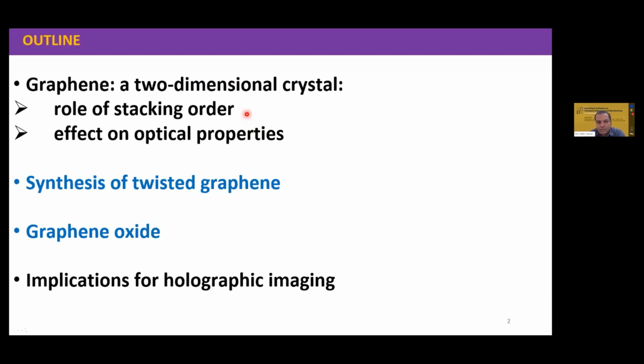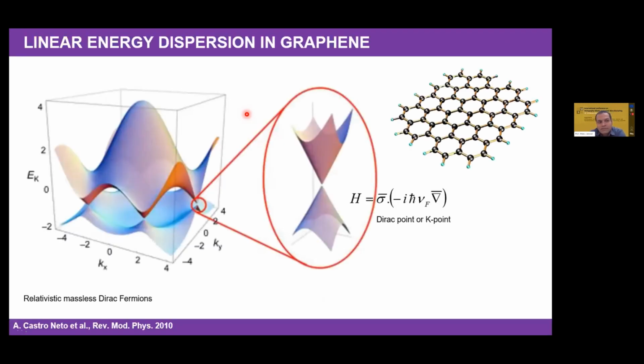Graphene is a 2D crystal, and we'll see in particular what the role of stacking order is on its physical properties and what effects there can be on optical properties. I'll discuss how such graphene can be synthesized. We'll also look at graphene oxide, which is a related system where defects are present. And at the end, I'll touch upon what the implications could be for holographic imaging. That's not a field I work on, but given the theme of the conference, I have some message for holographic imaging. So let's see this.